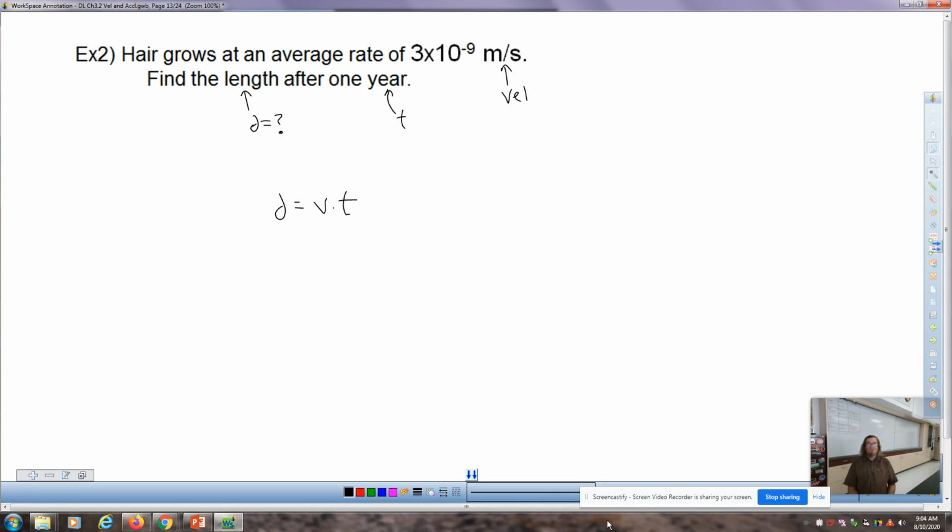The issue that we're going to have with this problem is if we put in the velocity, 3 times 10 to the negative 9th meters per second. Remember, if I'm going too fast for you, pause it, copy down what you need to, and start it up again. We need to multiply this by time, but I'm going to put this in red because we aren't copying this down. You can't put in 1 year here because the problem is the units aren't compatible.